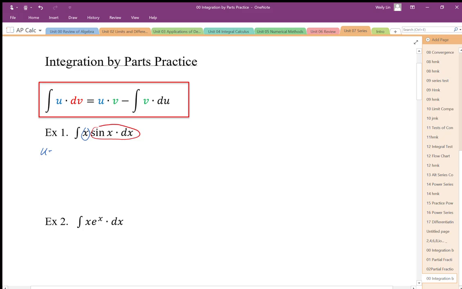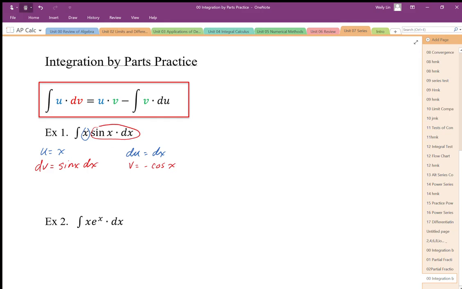So I'm going to let u equal x, and I'm going to let the dv equal sine x dx. So we're going to integrate the dv, and we're going to differentiate the u, so du is equal to dx. The change in u is just going to be the change in x. When we integrate dv, the v becomes negative cosine x. So those are the parts that I need to generate.